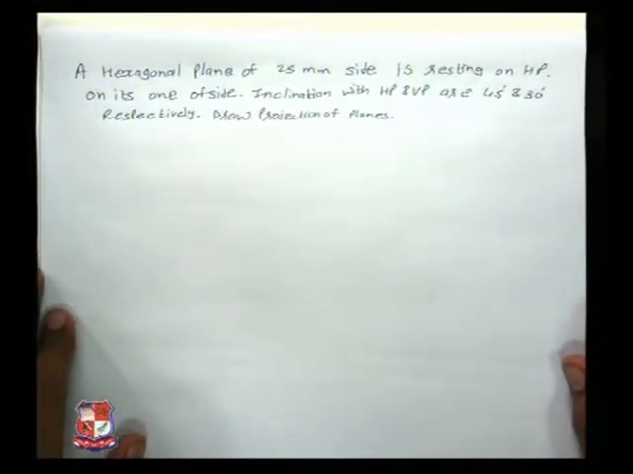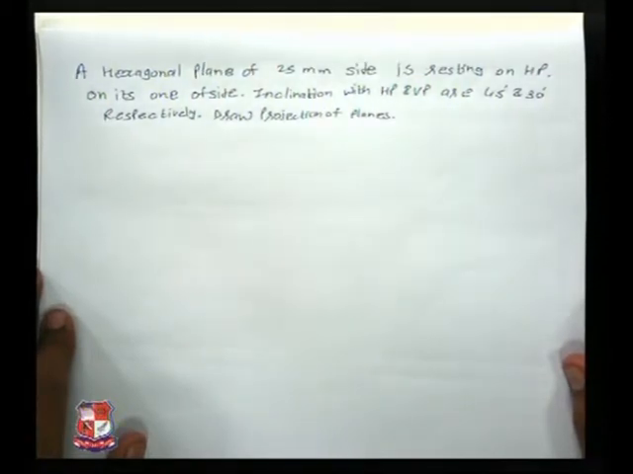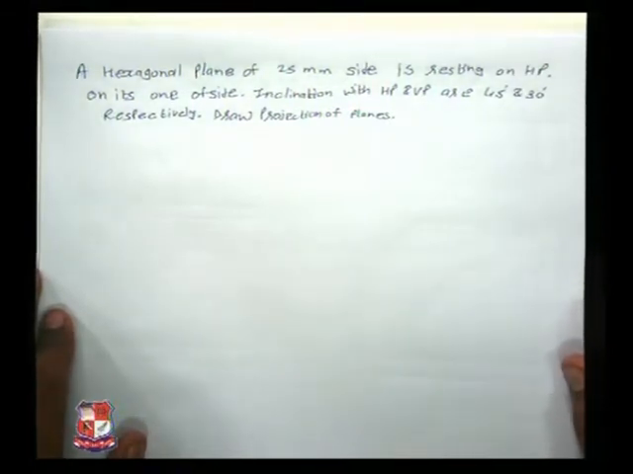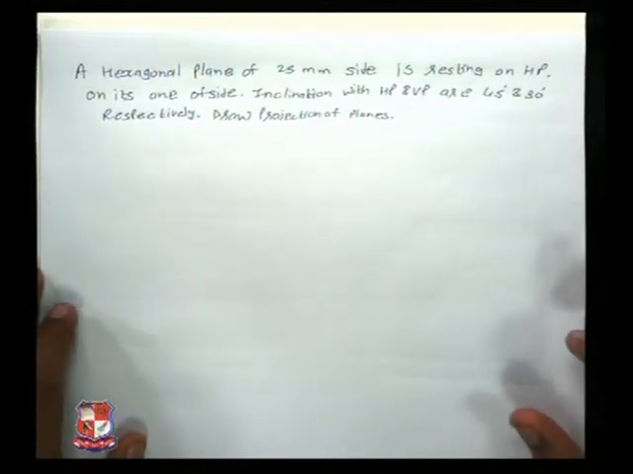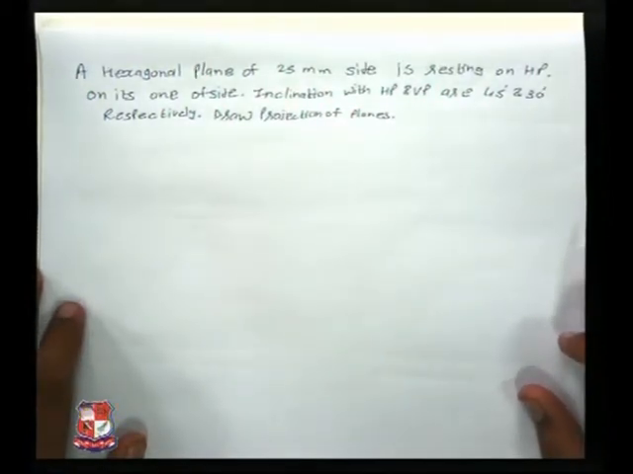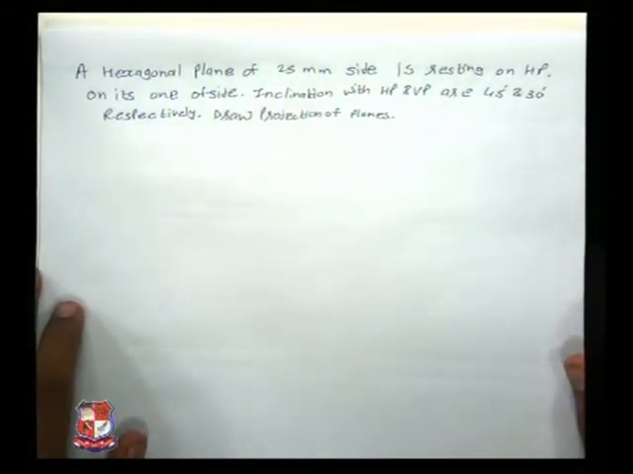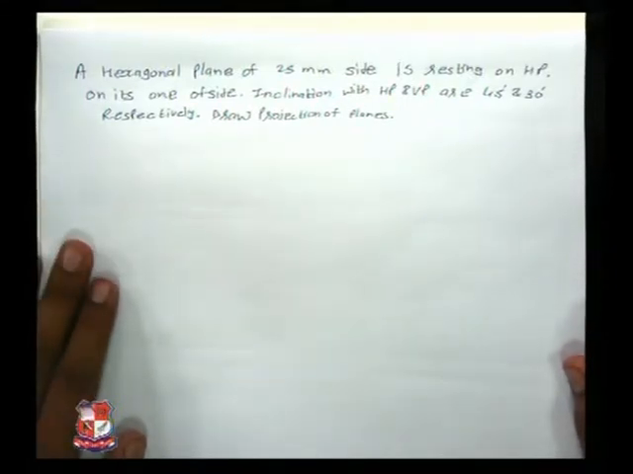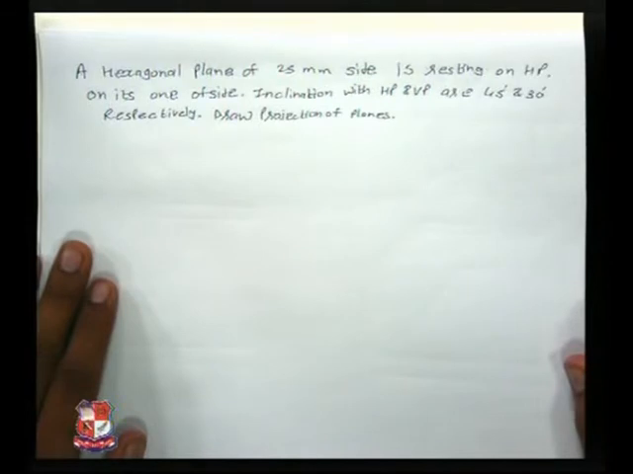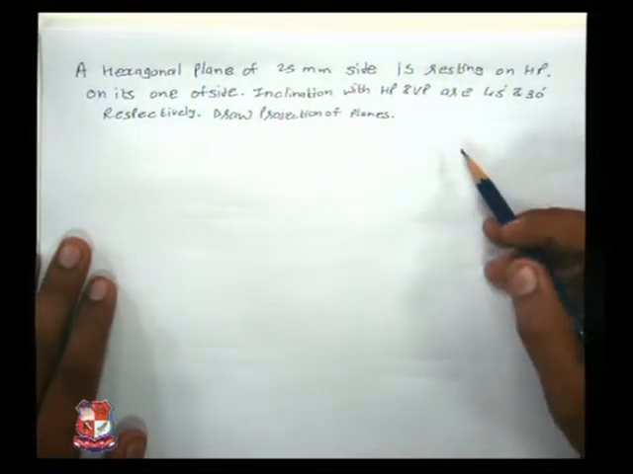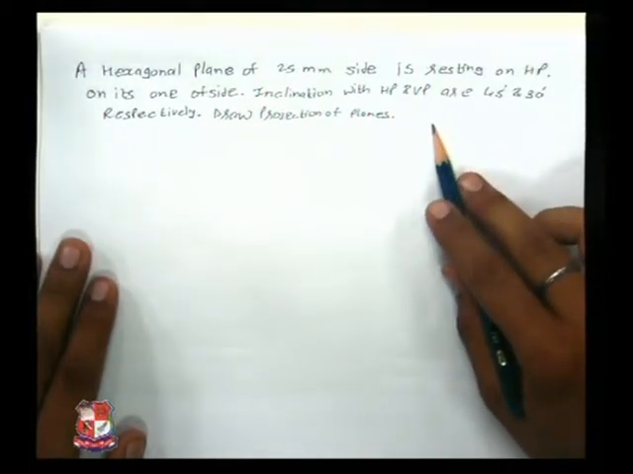Now, the projections of a plane is a very easy sum. If you attempt this sum very carefully, then you can obtain full marks in the same. Projections of plane problems are always asked twice in the question paper, that is, two problems are asked. Either it is hexagonal, or it can be pentagonal, or circle, or square. But HP and VP angles would be given.